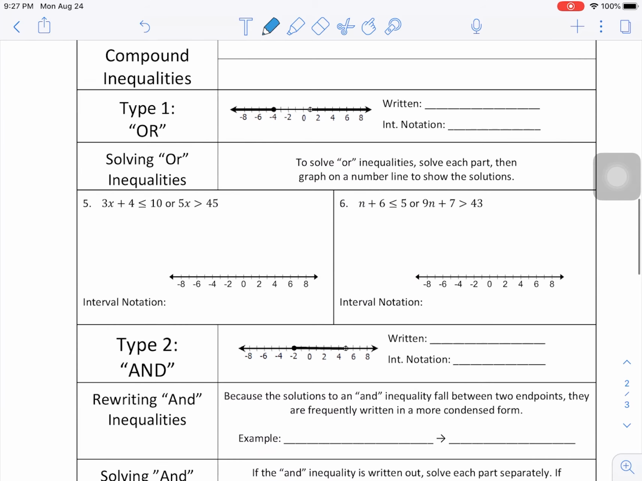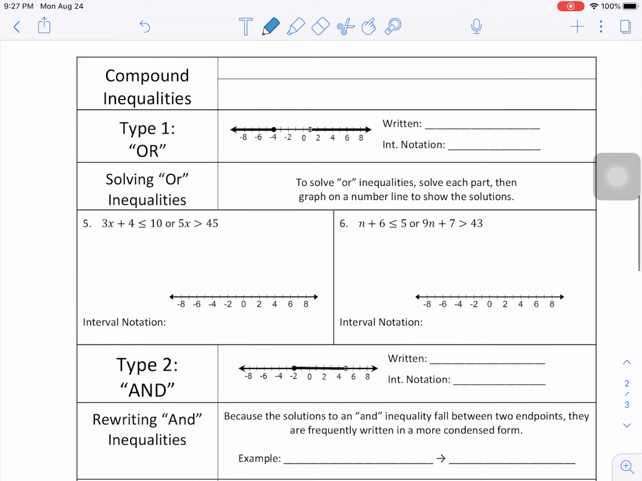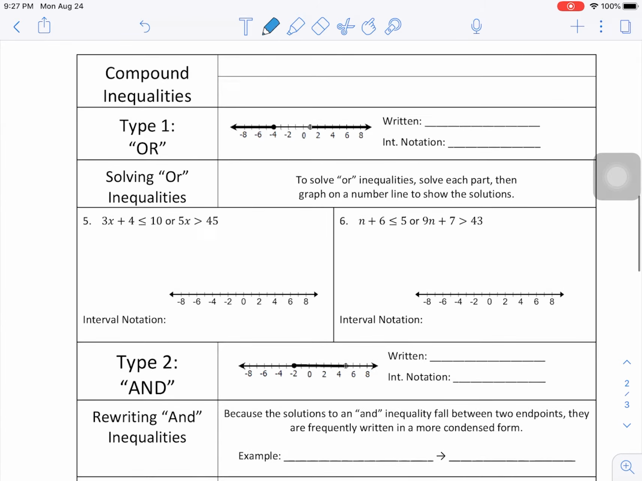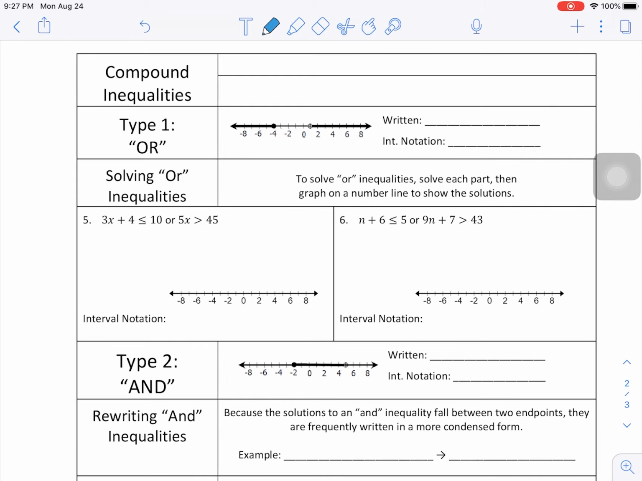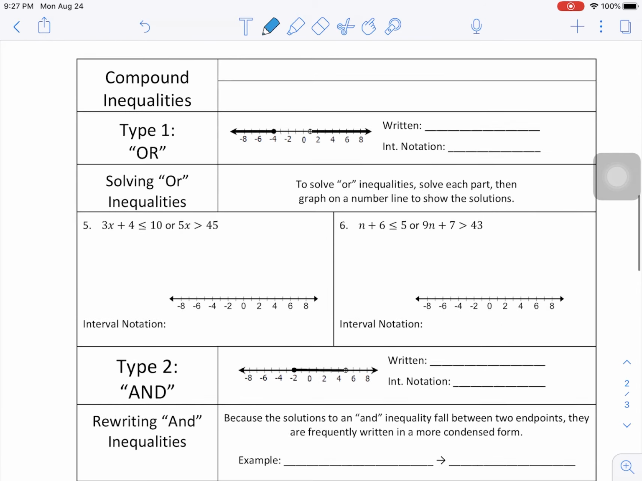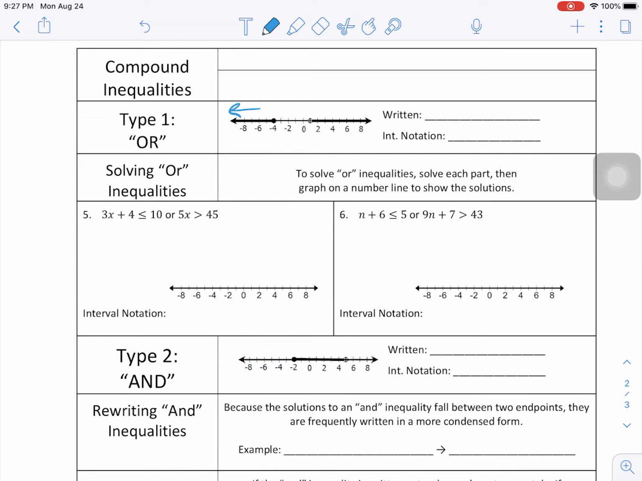All right, moving on. Let's talk about some compound inequalities. The first type of compound inequality is our OR statement. OR statements always go away from each other because ORs go opposite directions.